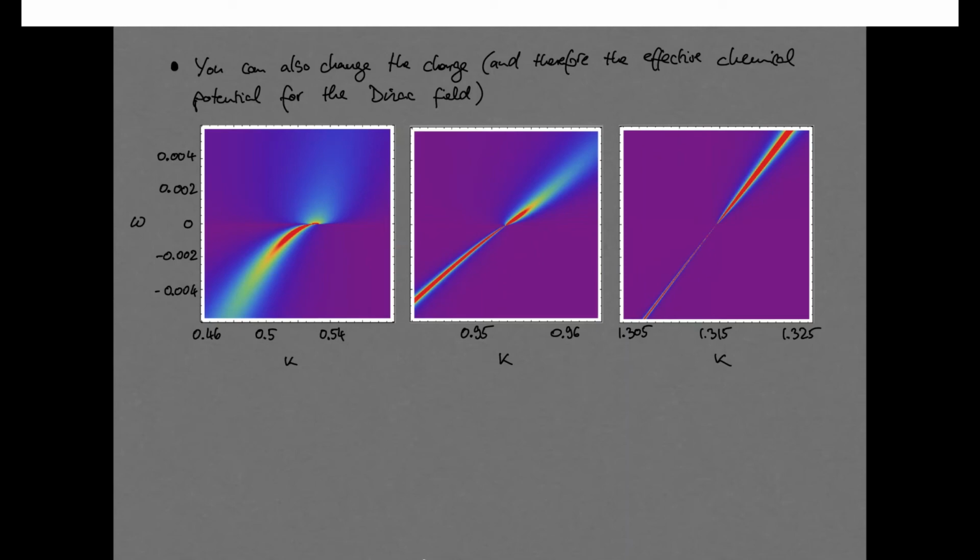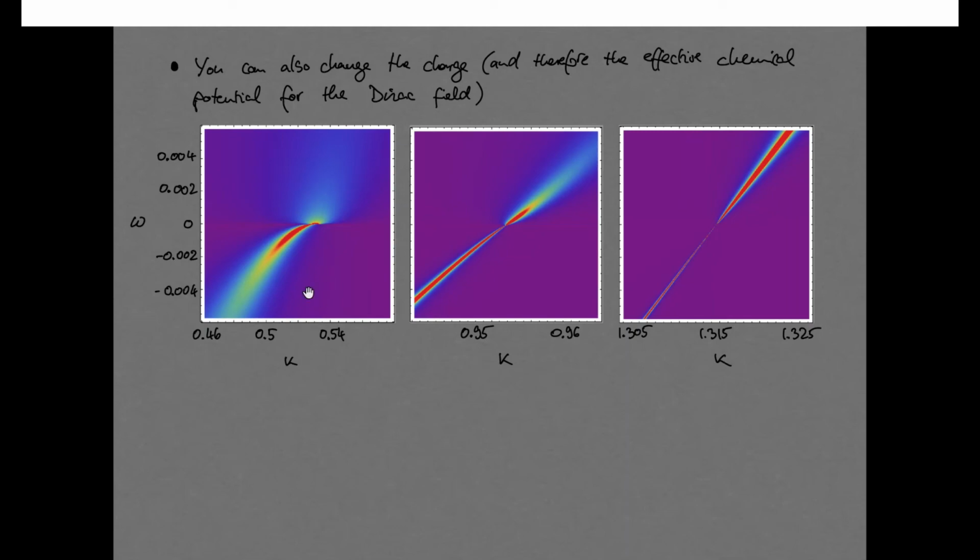You can also change the charge of the Dirac field in the bulk, and therefore you change the effective chemical potential. These three plots are results of numerical calculations, and the difference between the plots is the value of the charge. So this is some smaller q, intermediate q, and some larger q value. The omega axis is the same for all three plots, but you see a Fermi surface.